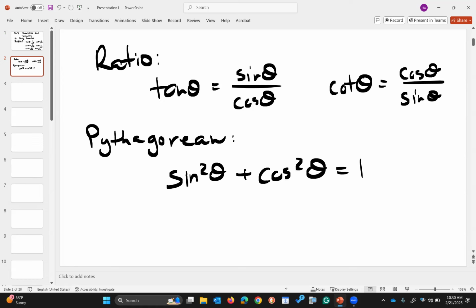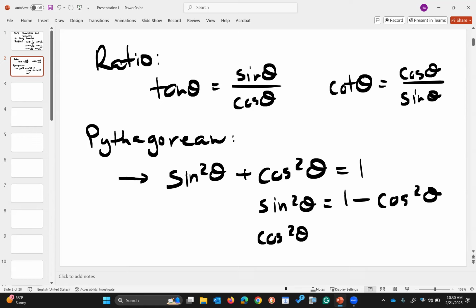Did we ever write this in a different form? Perfect. What we can do is move this over here, so sine squared theta is equal to 1 minus cosine squared theta. All right, what's another way of writing this? Perfect, cosine squared theta is equal to 1 minus sine squared theta. That's good enough. Is there another way of writing this? Perfect. Yes.